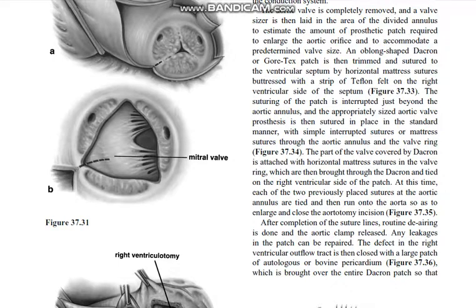The suturing of the patch is interrupted just beyond the aortic annulus, and the appropriate size aortic valve prosthesis is then sutured in place in the standard manner with simple interrupted or mattress sutures through the aortic annulus and the valve ring.